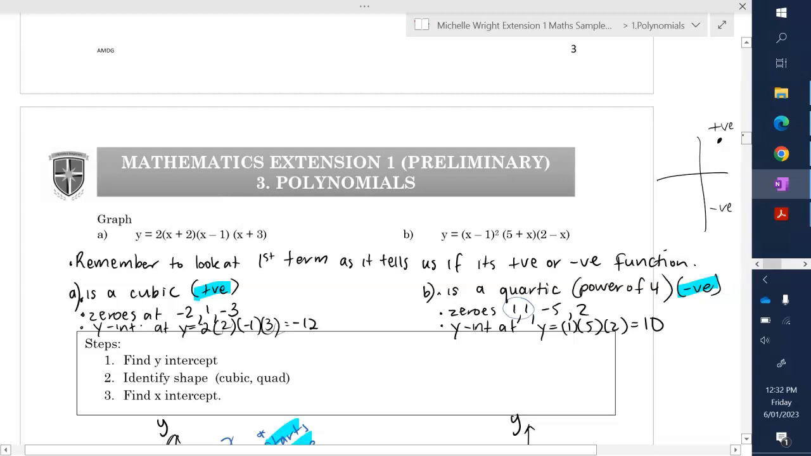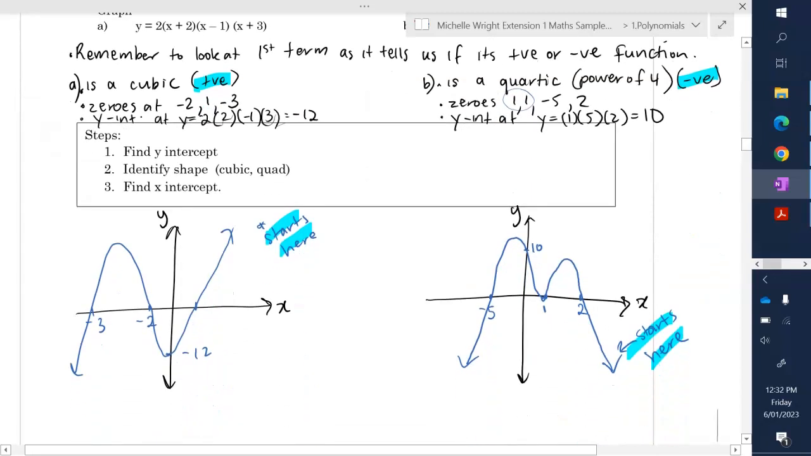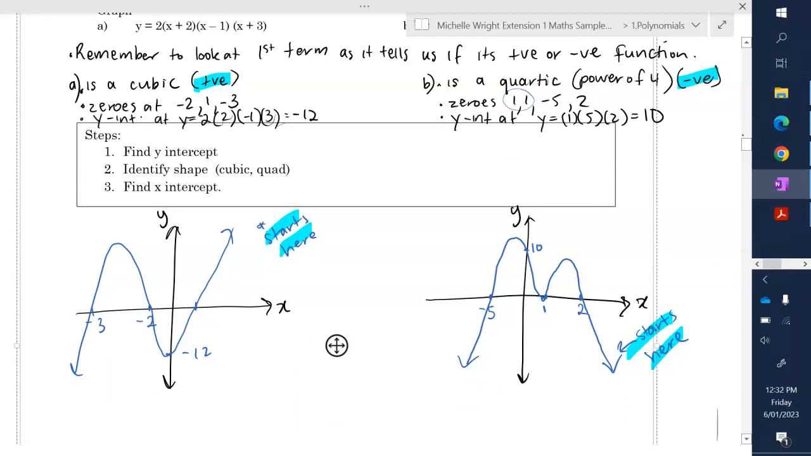We know it's positive, so it starts in that top quadrant. It's going to have zeros at these 3 points, and it's going to have a y-intercept at 12, and it's a cubic. So if we put all that together here, it starts up here. So it's going to start in this corner up here. It's going to cut at 1, -2, and -3, and it has a -12 y-intercept.